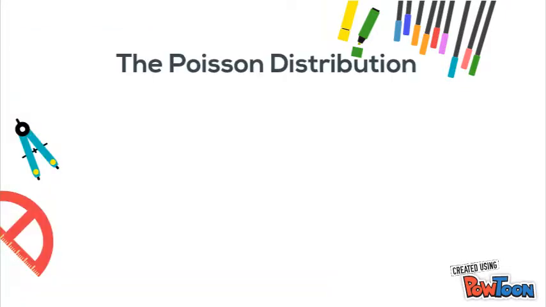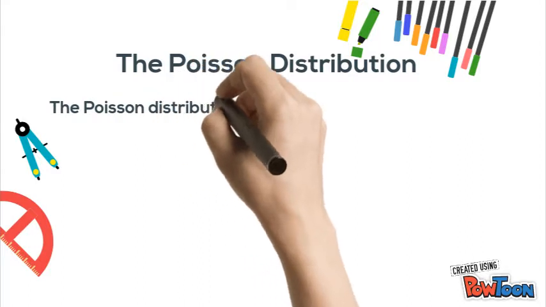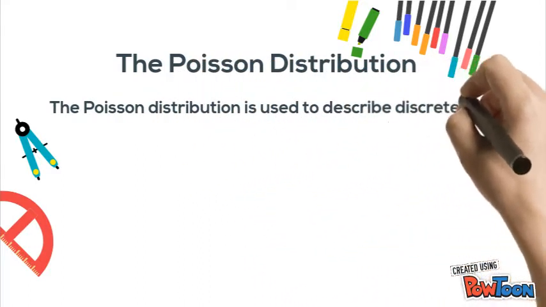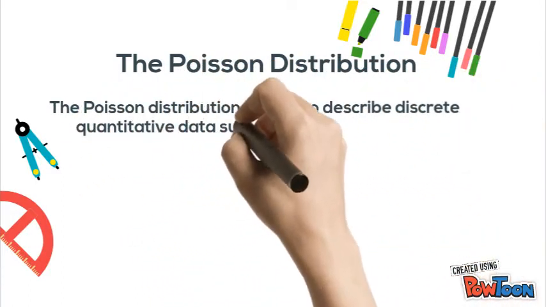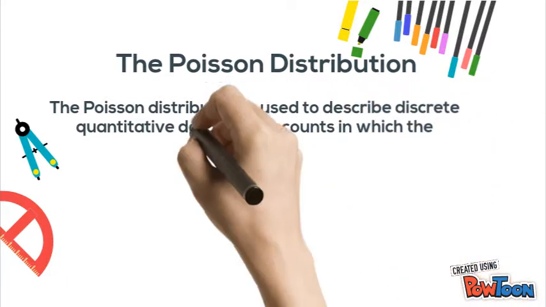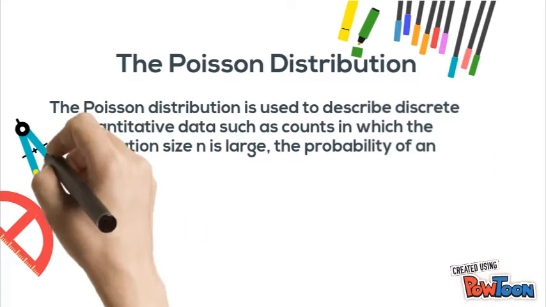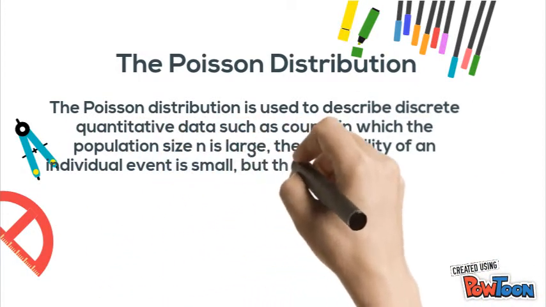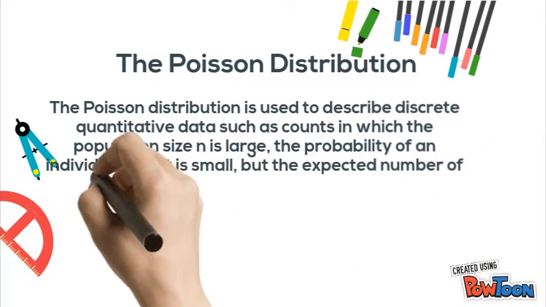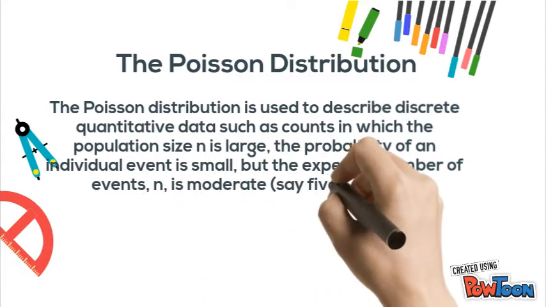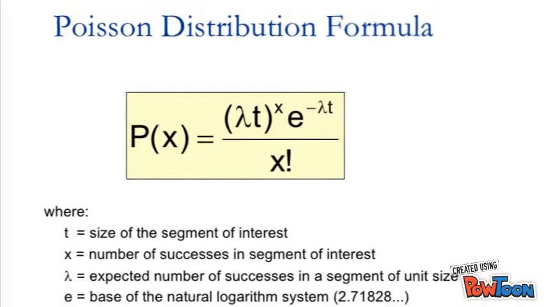Next is the Poisson distribution. The Poisson distribution is used to describe discrete quantitative data such as counts in which the population size n is large, the probability of an individual event is small, but the expected number of events, n, is moderate, say 5 or more. Formula of Poisson distribution is P(x) equals (lambda t) power x times e power minus lambda t divided by factorial x.